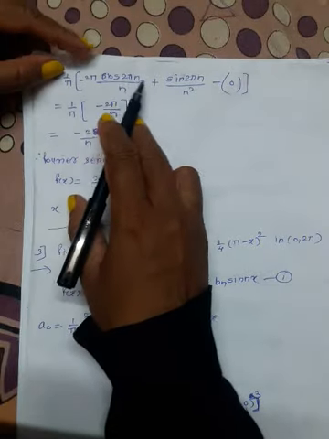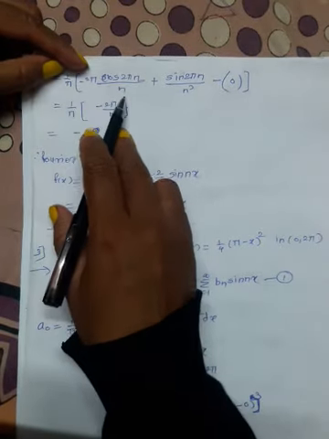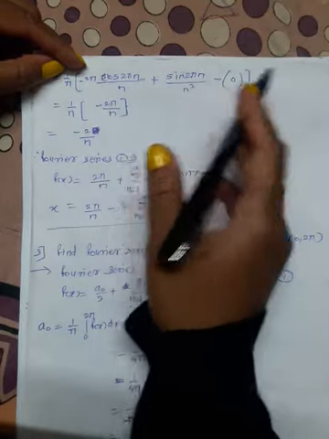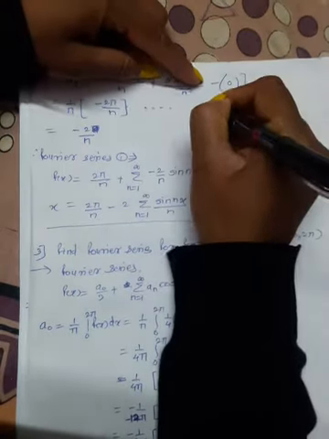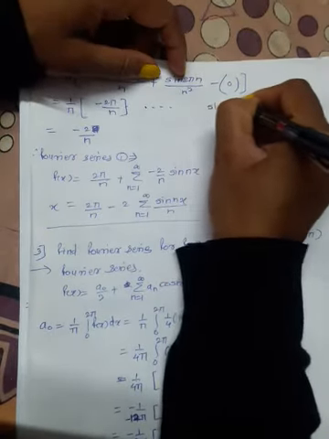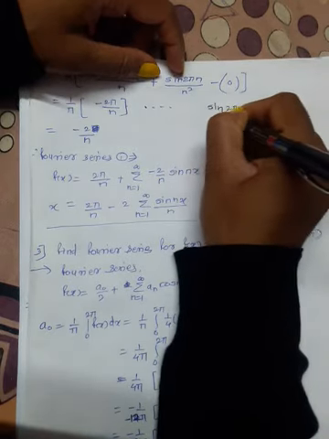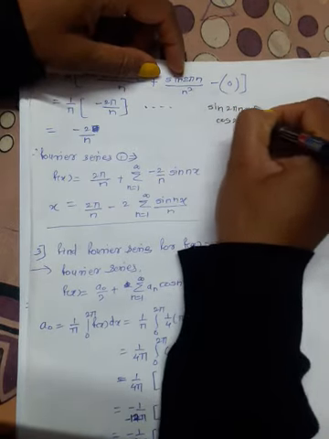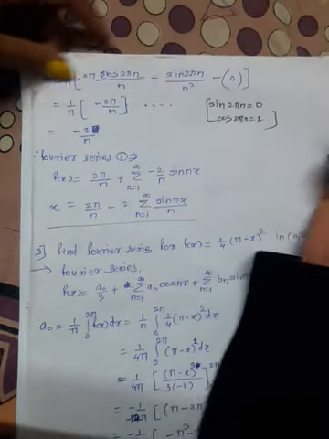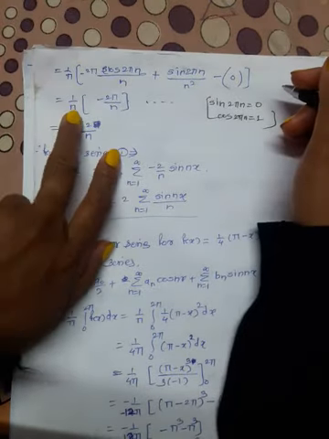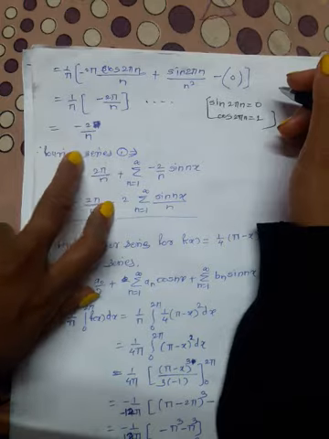Simplify, we know cos 2n pi is 1. That's why the answer is minus 2 pi upon n. Sin 2n pi is 0. You can write everywhere until you mug up all these things. Okay. Now minus pi gets cancelled. Answer is minus 2 upon n.